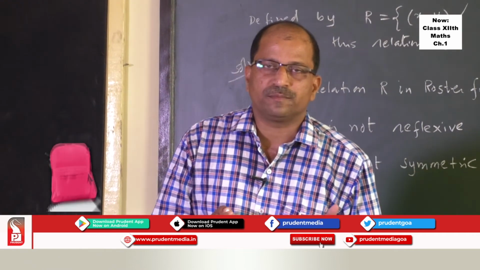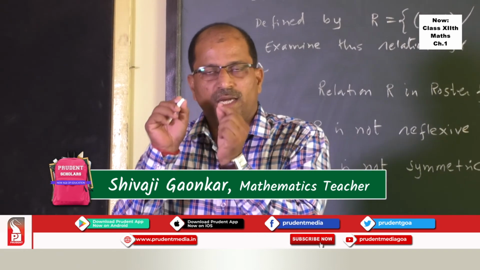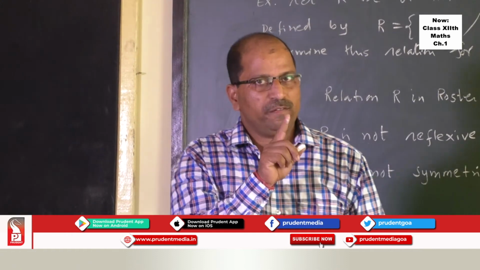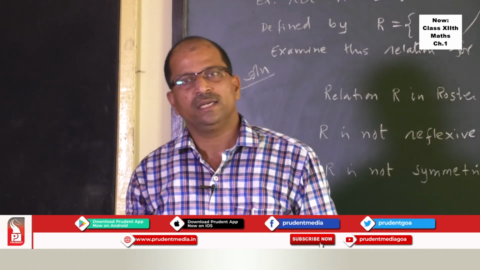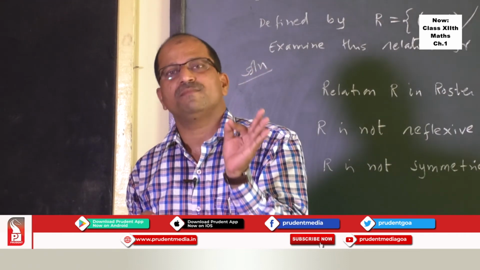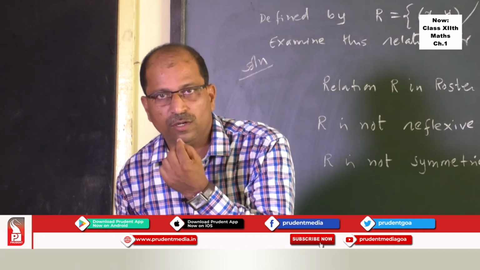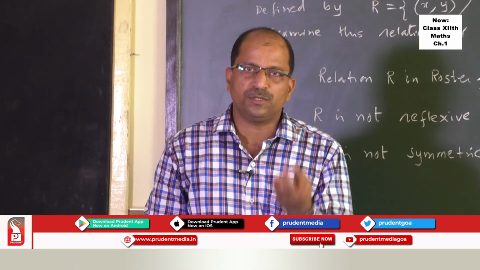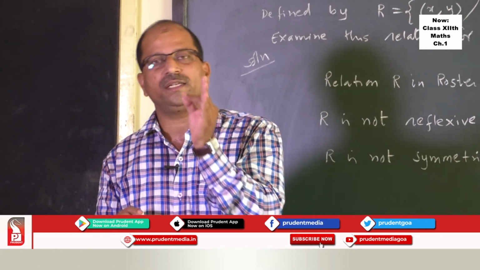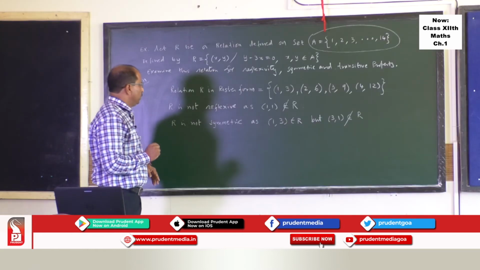Recall the definition. If x is related to y and y is related to z, then x must relate to z. For the transitive property to come true, x related to y and y related to z means x must be related to z. Now, let us check here.